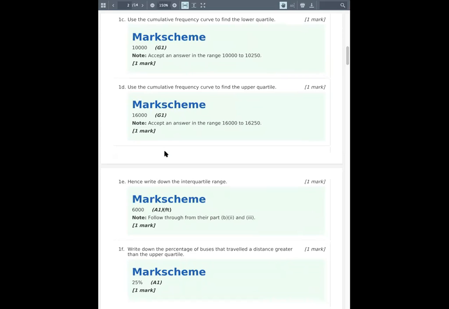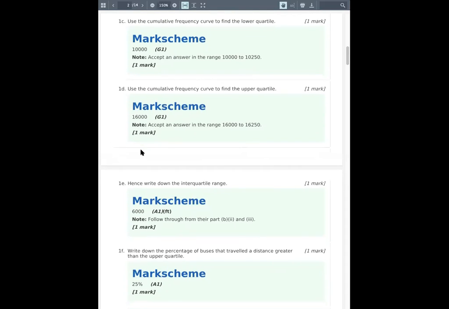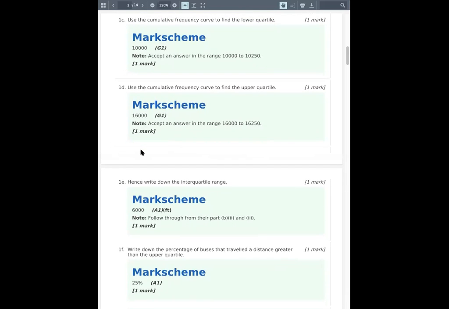Yeah, because quartile 2 is the median. So it would be quartile 3 minus quartile 1. Since we got 16,000 for quartile 3 and 10,000 for quartile 1, you would do 16,000 minus 10,000 and you would get 6,000. I'm sorry for saying this so late, but how would you do the lower quartile again?